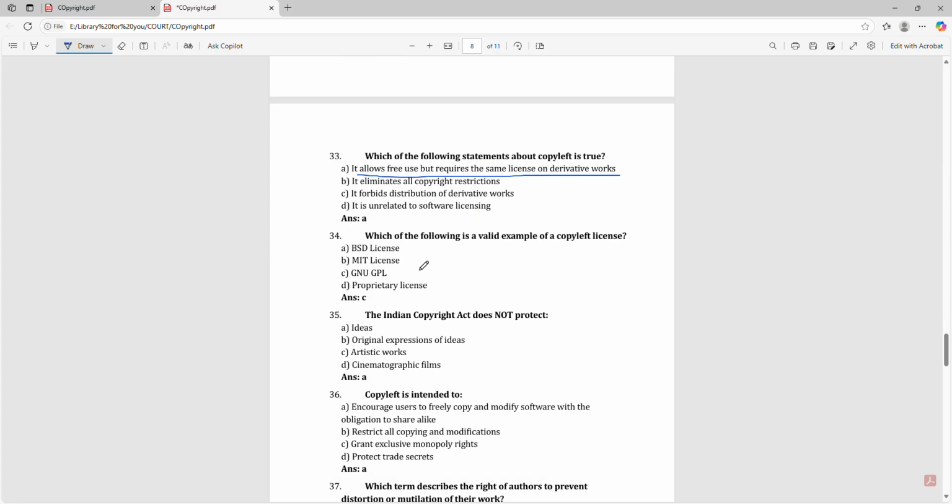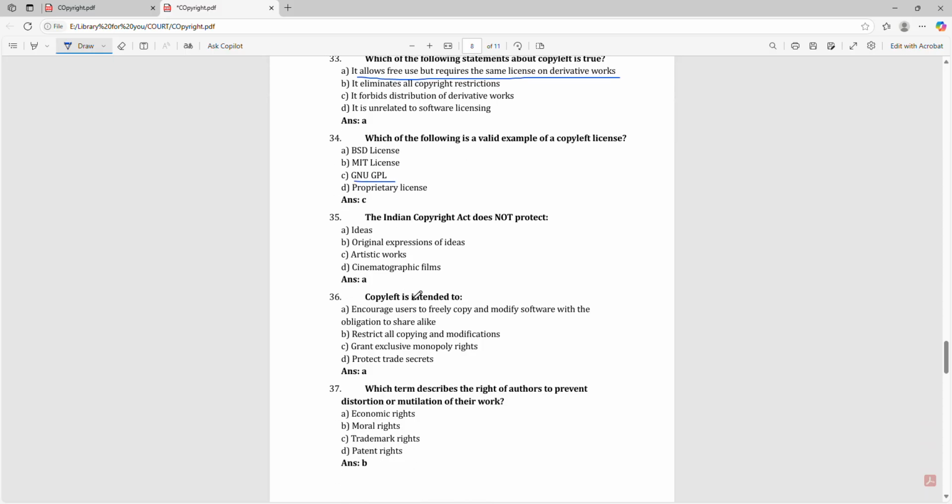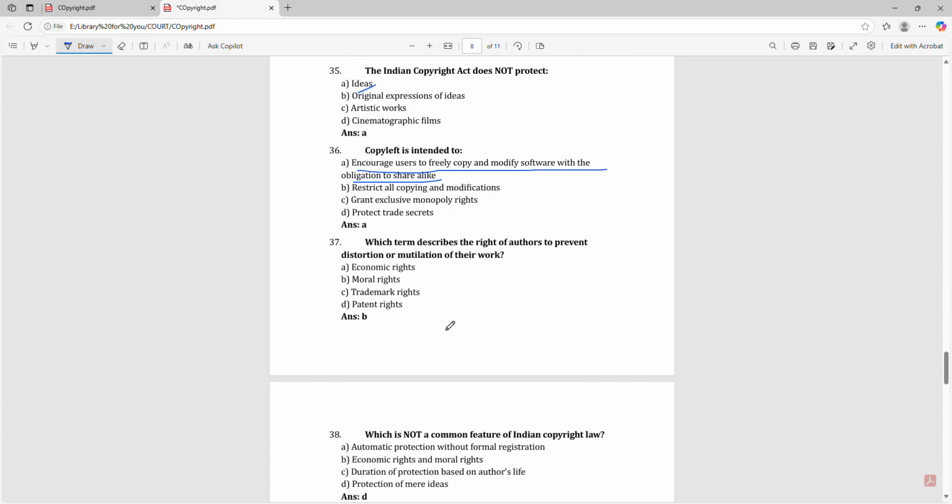Which of the following is a valid example of a copyleft license? That is GNU GPL. The Indian Copyright Act does not protect ideas. Copyleft is intended to encourage users to freely copy and modify software with the obligation to share alike. Which term describes the right of authors to prevent distortion or mutilation of their work? Moral rights.